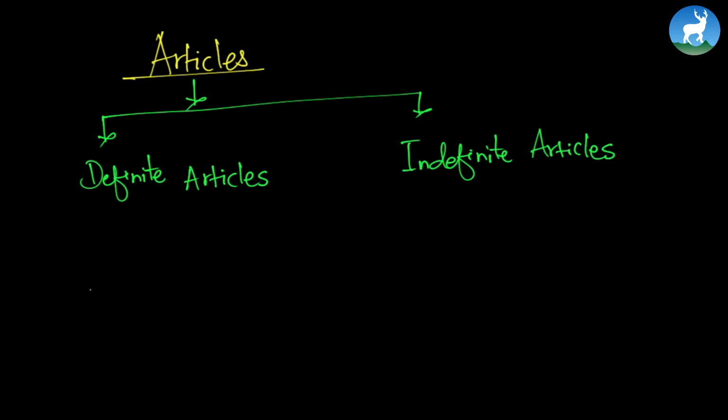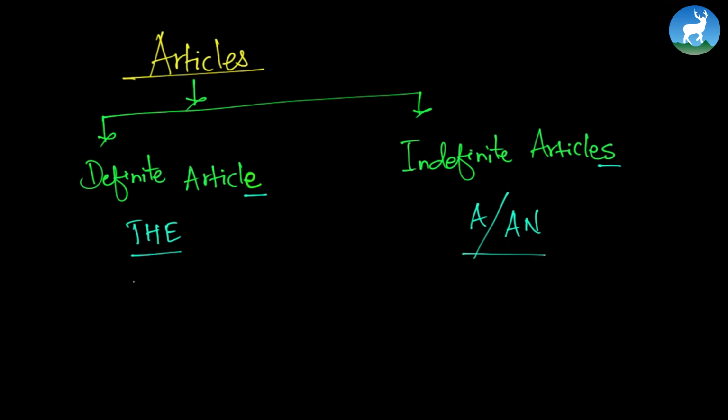So what are definite articles? There's only one definite article, so I'm going to write article, not articles. We have two indefinite articles, so we use the plural form. The definite article is the, and the indefinite articles are a and an, right? So the words a, an, and the are called articles. A and an are called indefinite articles and the is called the definite article.